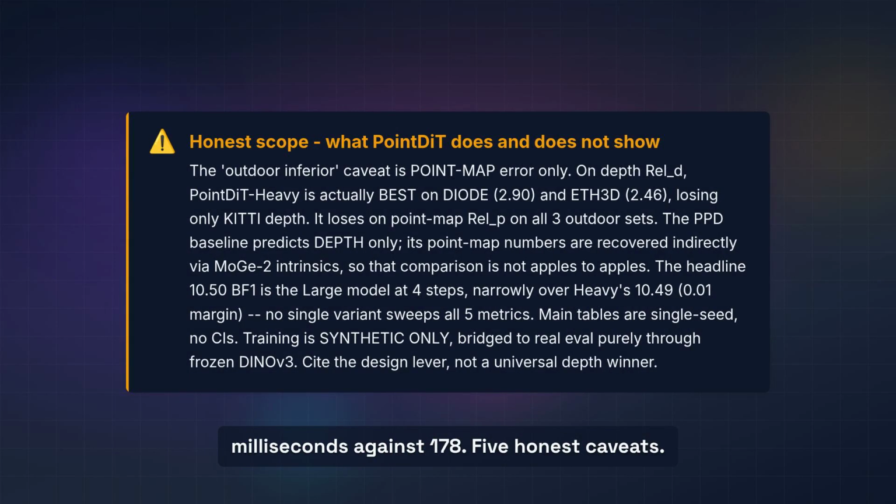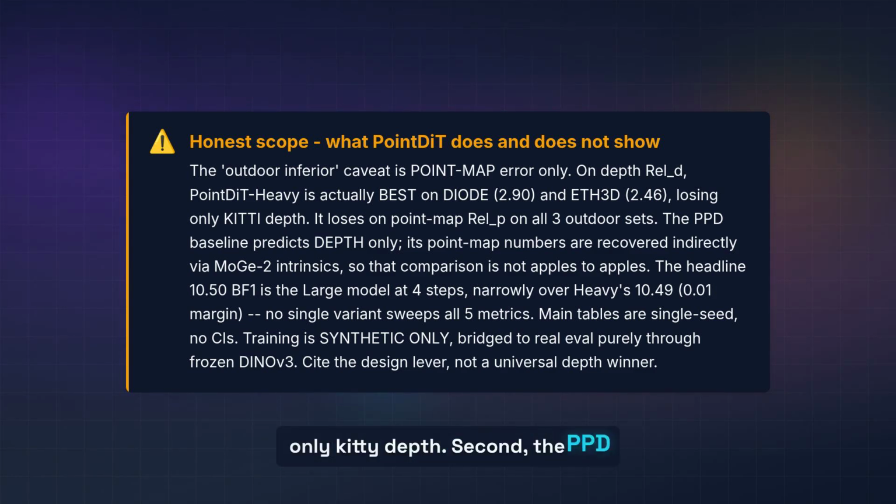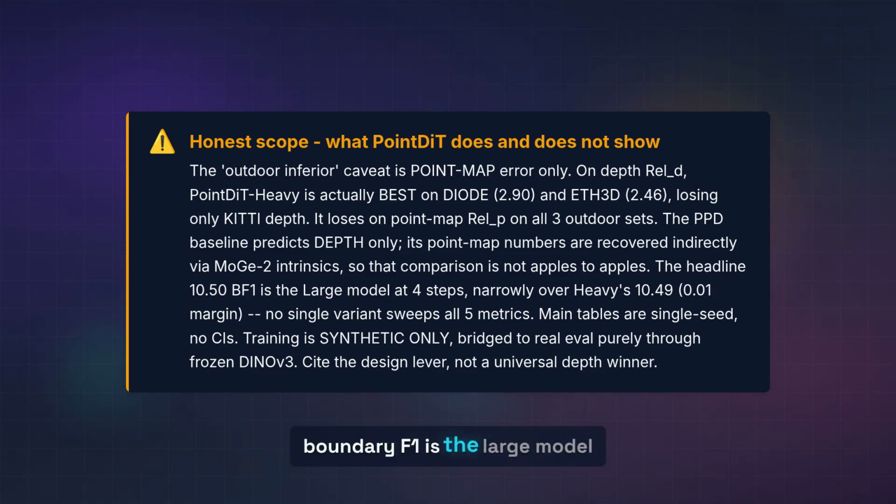5 honest caveats. First, the outdoor inferiority claim is point map error only. On depth, PointDiT Heavy is actually best on DIODE and ETH3D, losing only KITTI depth. Second, the PPD baseline predicts depth only. Its point map numbers are recovered indirectly, so that comparison is not apples to apples. Third, the headline 10.5 boundary F1 is the large model at 4 steps, narrowly over Heavy at 10.49. No single variant sweeps all 5 metrics.